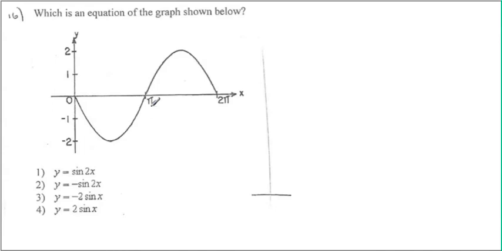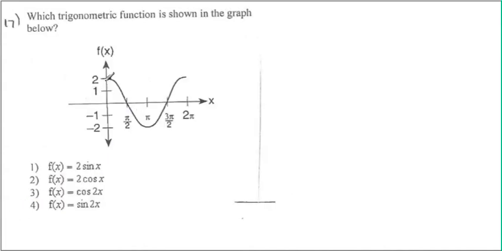It looks like a sine function, but it starts the other way around. That tells us that we have to have a negative. Within 2 pi, we only have 1 cycle. That tells us 1 cycle means the coefficient of x has to be equal to 1. And as you can see, 2 makes sense because it goes as high as 2 and as low as negative 2. So therefore, choice 3 would be our answer.